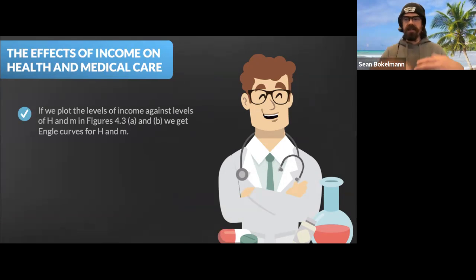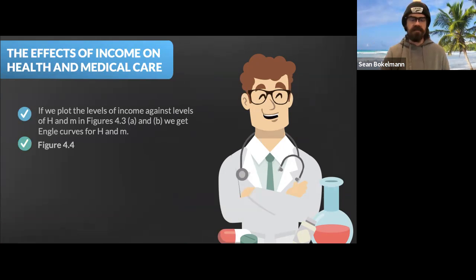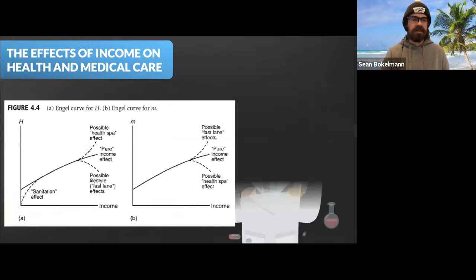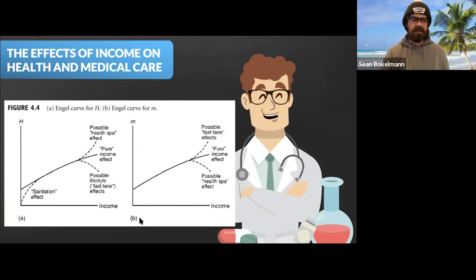And we can take this one step further. If we plot the levels of income against the levels of H and M that we see in the last figure, we basically get what are called Engel curves for H and M. And that's what we see in figure 4.4 here. So the x-axis is income. That's the independent variable, and it's determining health in A and medical care spending in B.